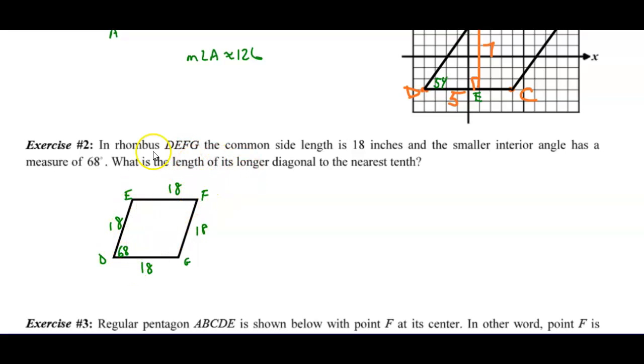So that's going to be this DF segment. So let's just go across from D to F. Hopefully you did a better job than I just did. All right, so that 68 splits into a 34 and a 34 because rhombuses have that property that the diagonal splits the angle in half. So what's the length of the longer diagonal?